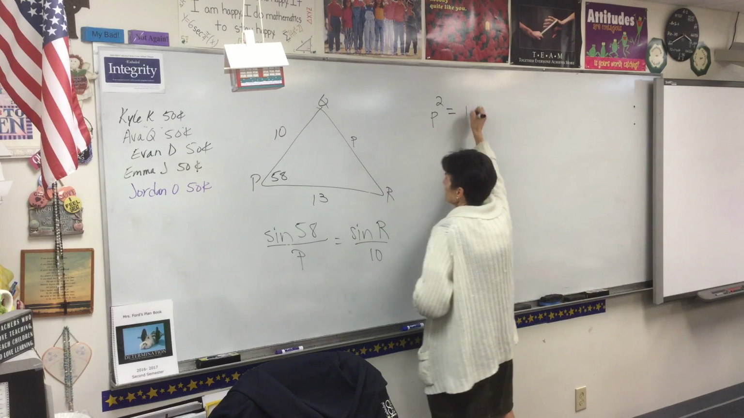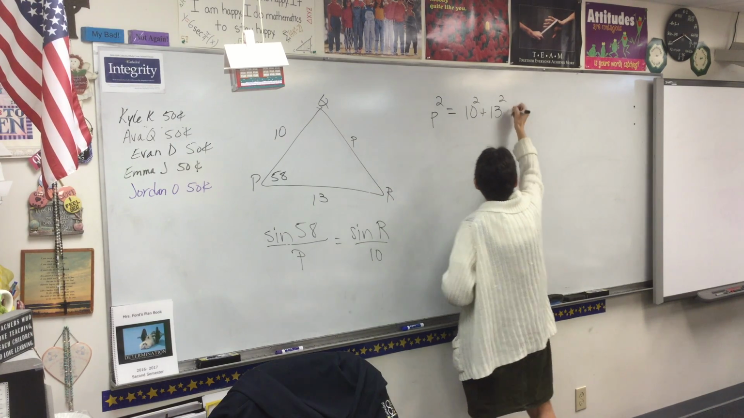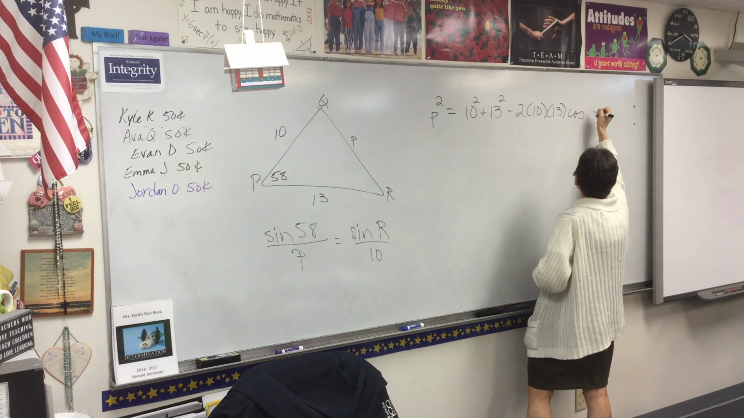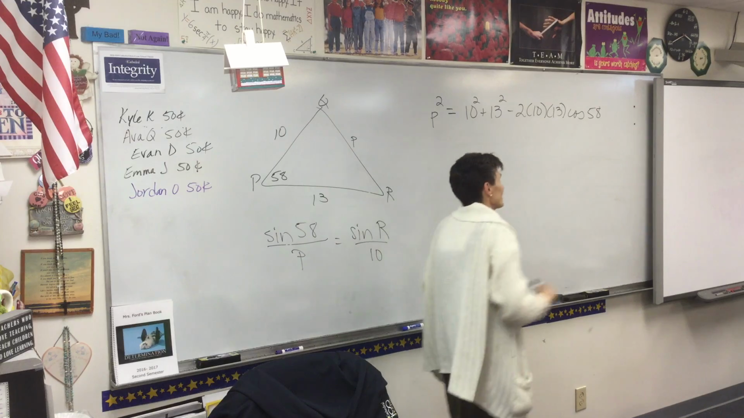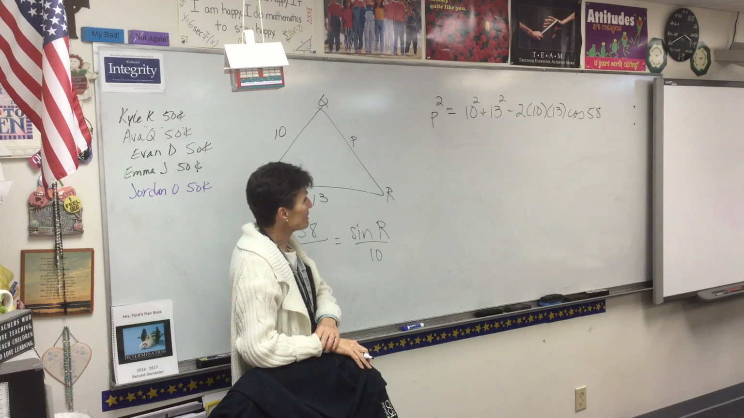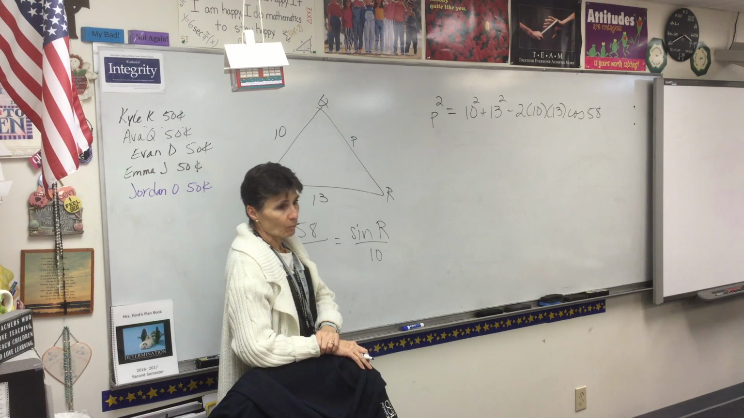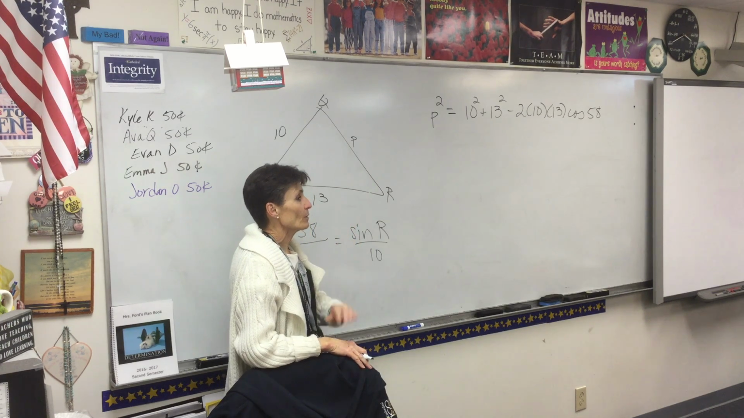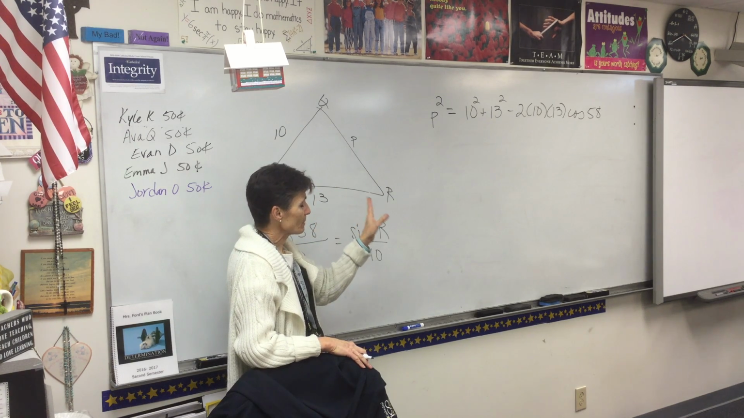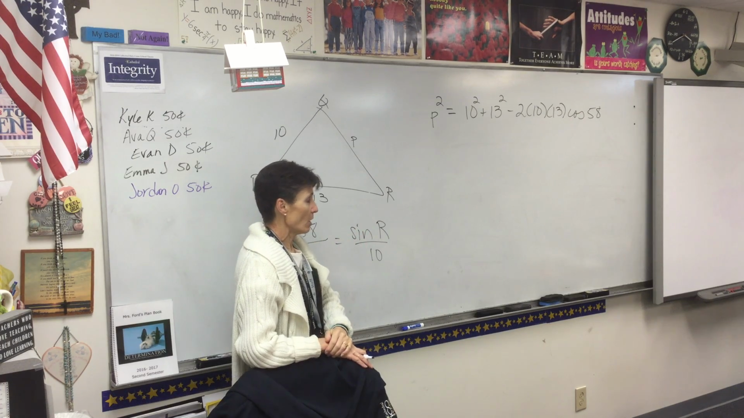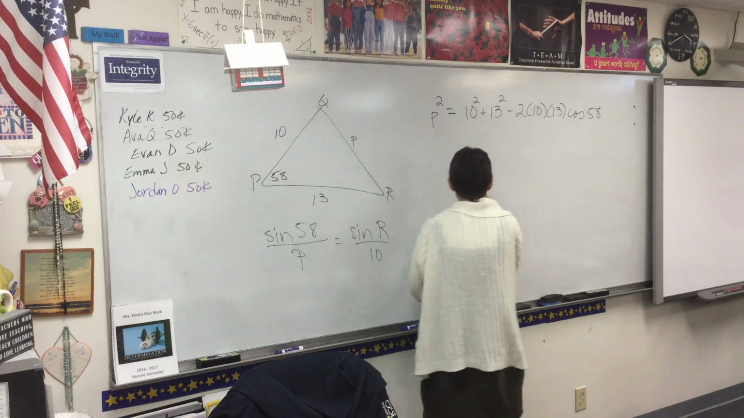P squared equals 10 squared plus 13 squared minus 2 times 10 times 13 times the cosine of 58. Now don't panic, just write that down. Oh, so you just multiply by 2. That makes sense. It's very, very easy. That actually makes sense once you've looked at it a couple of times. So that's all you have to put in the calculator. So we write it down. Everybody write it down. And then let's talk about the law. And then we're going to try another one over here.